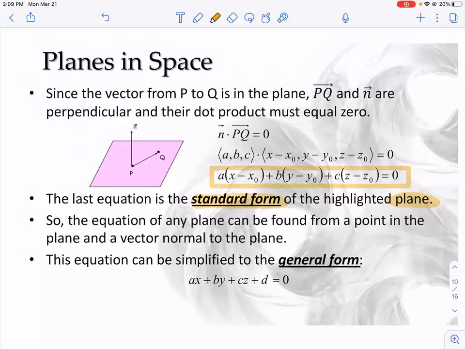Okay, now if we distribute the A, distribute the B, distribute the C, and combine like terms, then we have the general form, Ax plus By plus Cz plus some constant D that would come from when you distributed and combined like terms. So this would be the standard form, and then if we distribute and combine, we have the general form.